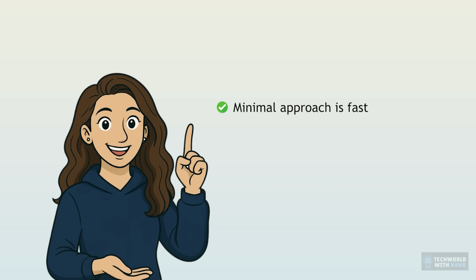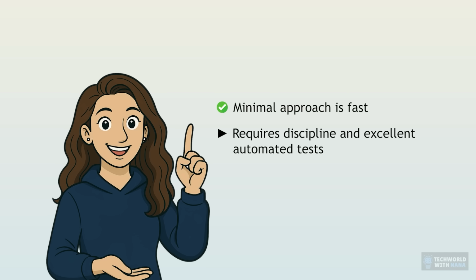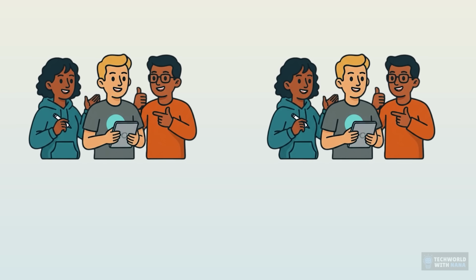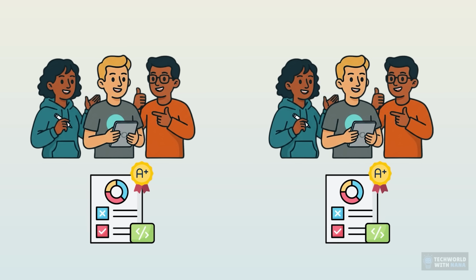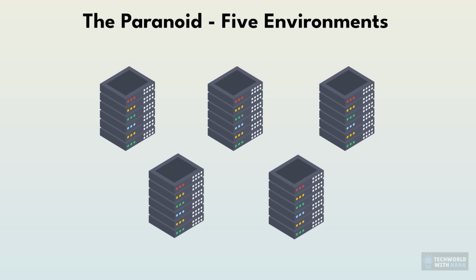So the minimalist approach is fast, but it requires discipline and really excellent automated testing that is really good in reality, not just in your head. And many teams think they have good tests and they're ready to go until they try this approach and realize they don't. But let's look at the exact opposite approach, which is the paranoid one with 5+ environments.